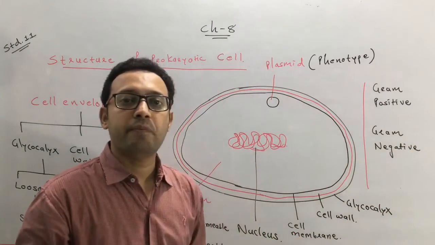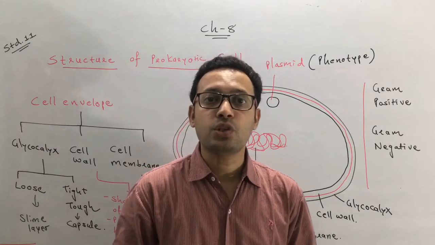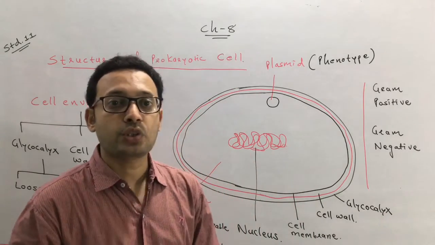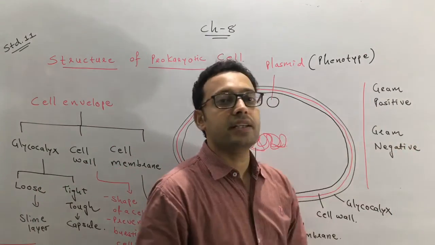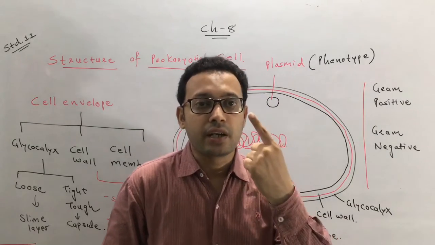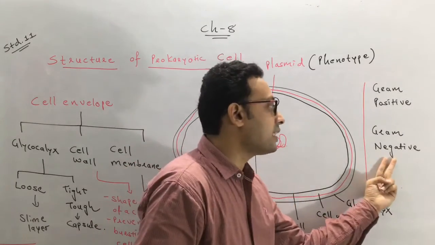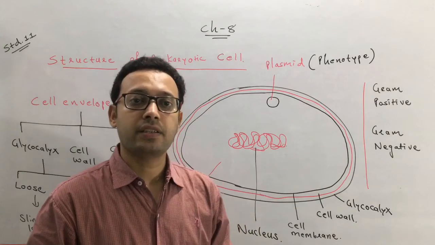Okay, how many types of bacteria? Based on composition of a cell, there are two categories of bacteria. First is gram-positive bacteria, and the second one is gram-negative bacteria.